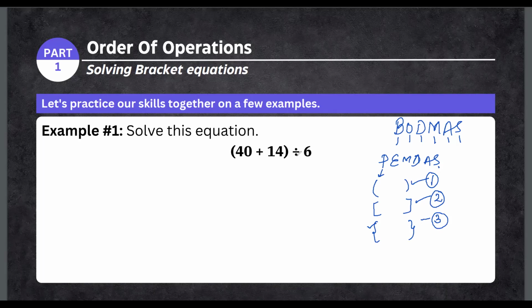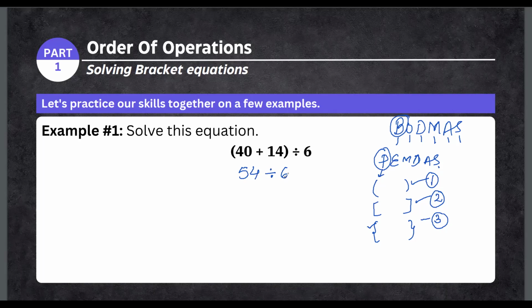40 plus 14 divided by 6. As I told you, here also and here also, we have to do the parenthesis or bracket first. We have to solve it first. So 40 plus 14 is 54. Now, as we have already solved the bracket, so we don't need to put any bracket over here. Just write down whatever is left. So we have 54 divided by 6.